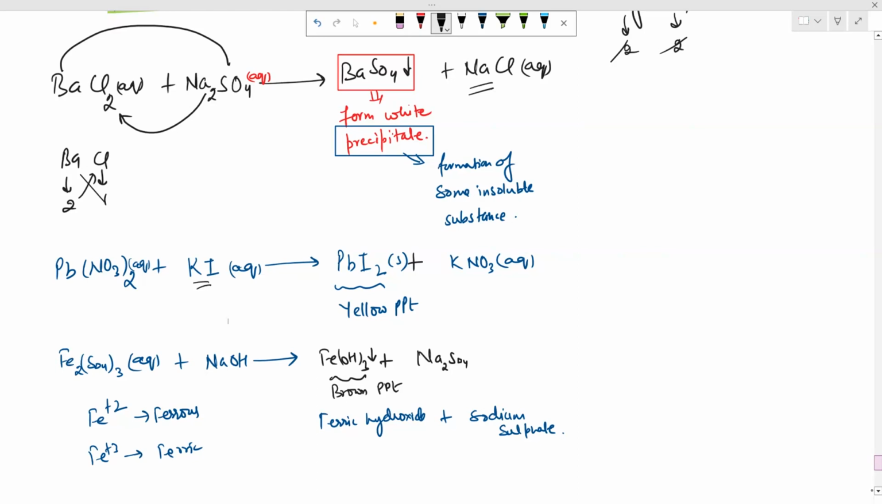Since in this type of reaction, precipitate means some insoluble substances form. That's why it is also called precipitation reaction.